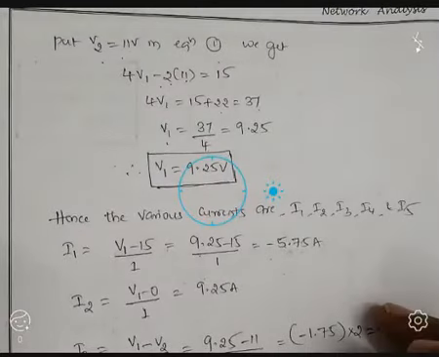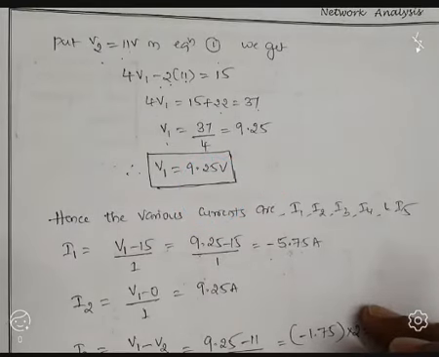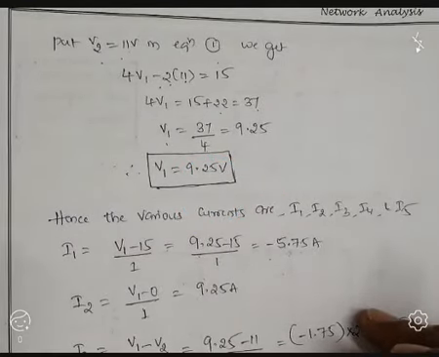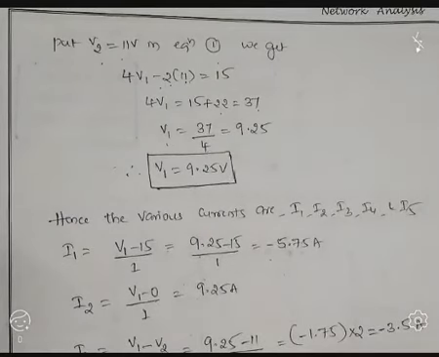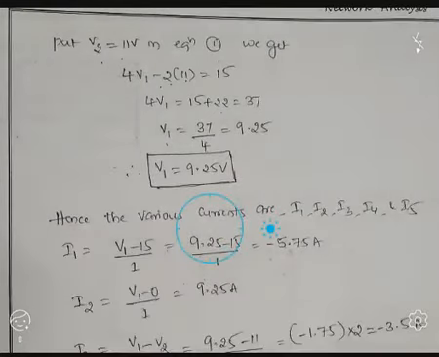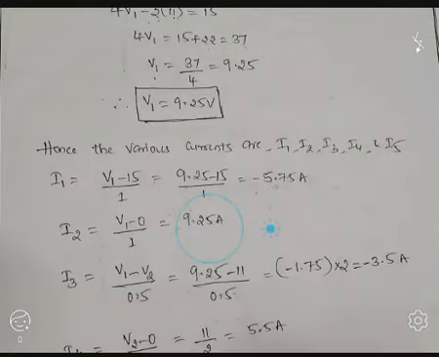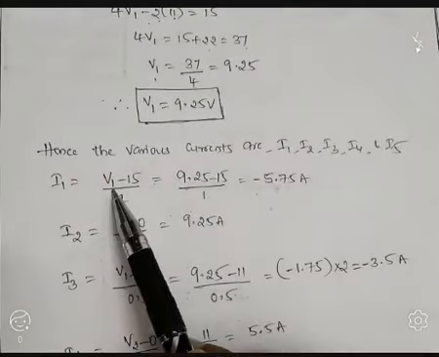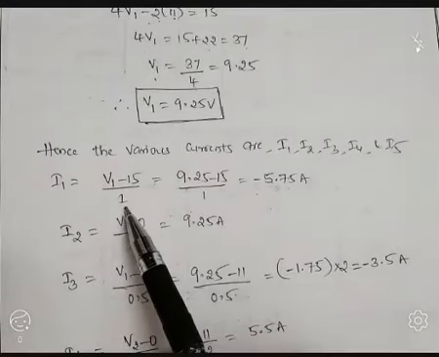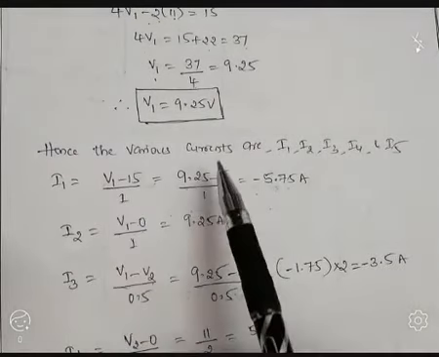But the question is to find the current through each resistor of a given network by using nodal analysis. In the network we represented a total of 5 currents, that is I1, I2, I3, I4 and I5. These currents are flowing through their respective branches. So let us calculate all these various currents, I1, I2, I3, I4 and I5. So I1 equal to what? Already we know I1 is flowing in the first branch, (V1 minus 15) divided by 1. V1 is calculated as 9.25, so (9.25 minus 15) by 1.